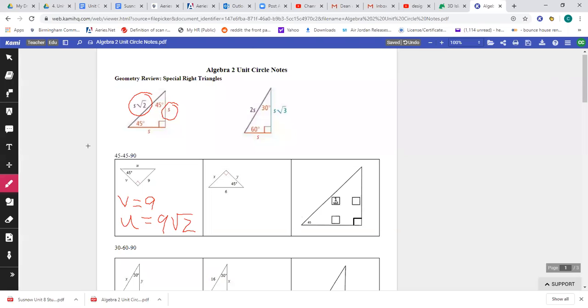And we talked about that last week. In a 45, 45, 90 triangle, the two sides are the same. So if this is 9, that has to be 9. And then the hypotenuse, you just multiply by √2. That was the easy problem.